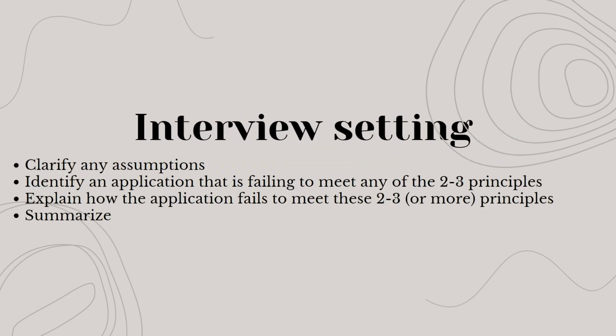Now, in an interview setting, if you were to answer this question, you would want to clarify any assumptions you may have, such as accounting for bias or accounting for the market conditions and the current performance of the product as such, right? Then you can mention 2 to 3 factors or principles you consider important in a well designed product. And you have to identify an application that is failing to meet these 2 to 3 design principles and explain how the application fails to meet them. At the end, you can also summarize.